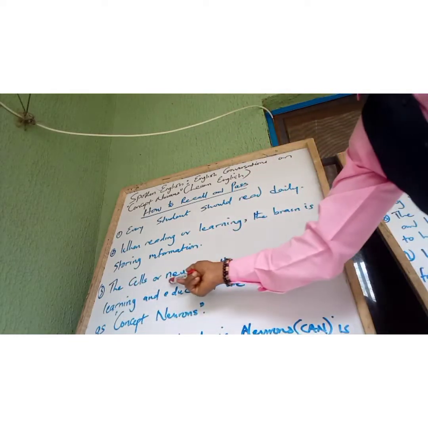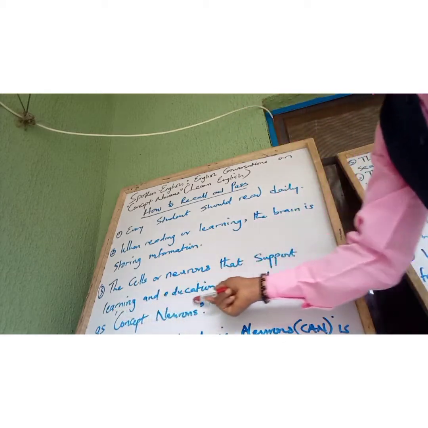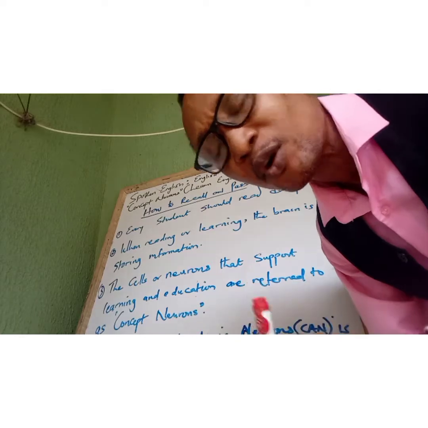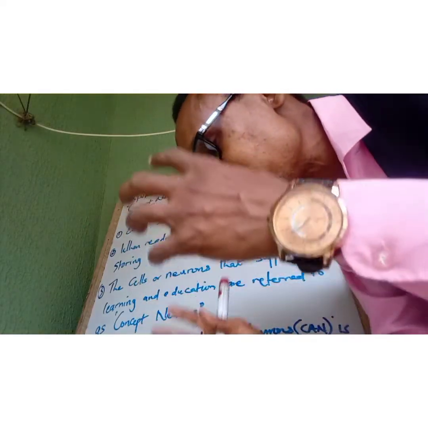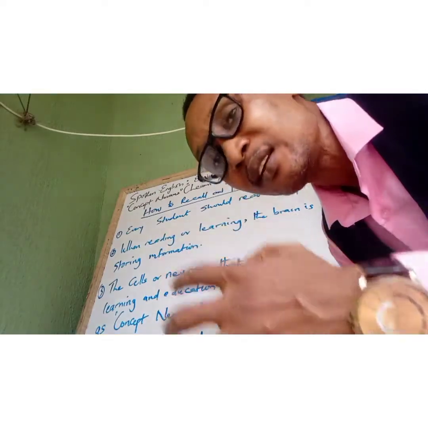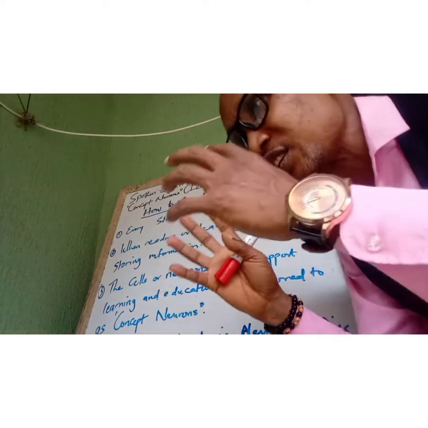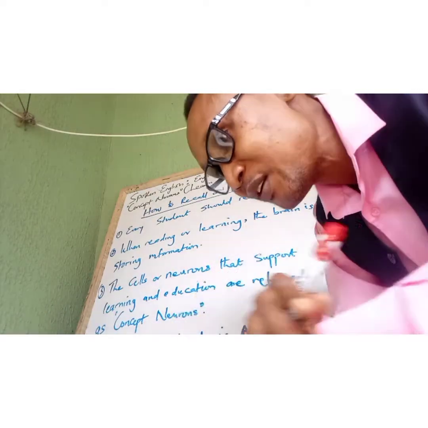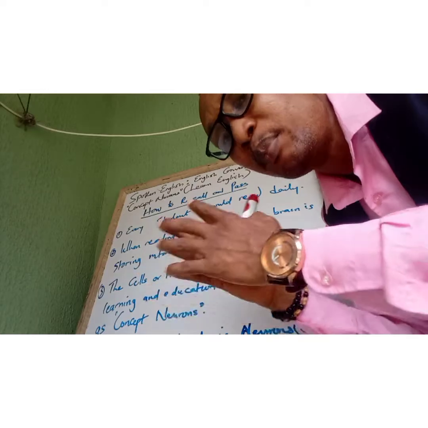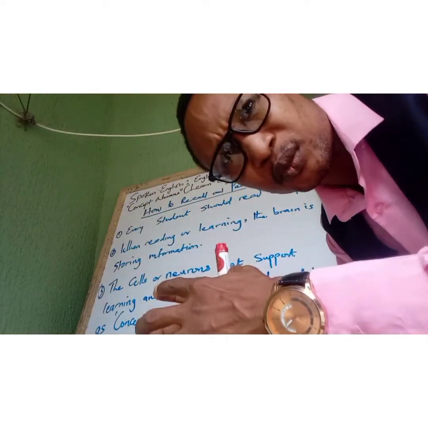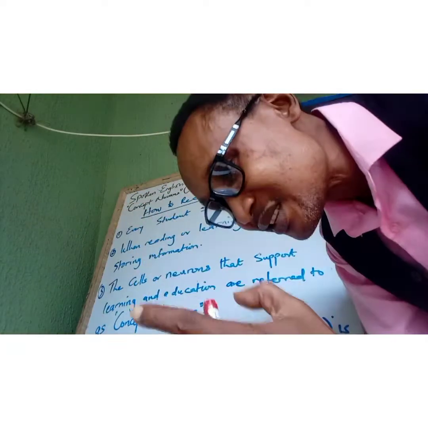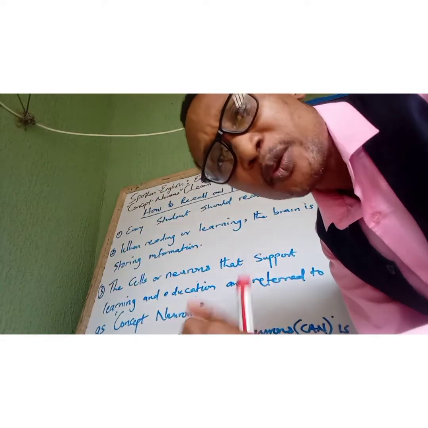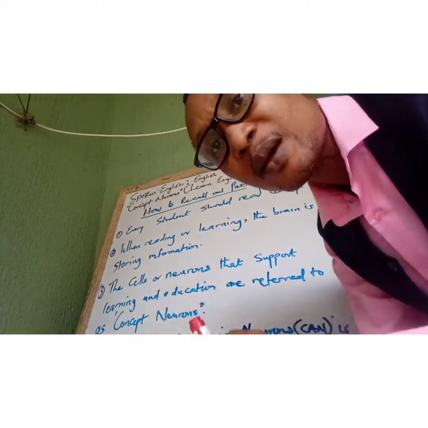Then the cells or neurons that support learning and education are referred to as concept neurons. In the field of neuroscience or educational neuroscience, there are some cells. These cells are located in the brain, though they are actually dispersed throughout the nervous system, but they are predominantly stationed in the brain. In the brain, we have about 86 to 100 billion neurons. So those neurons that are dedicated to learning, to education, are referred to as concept neurons.